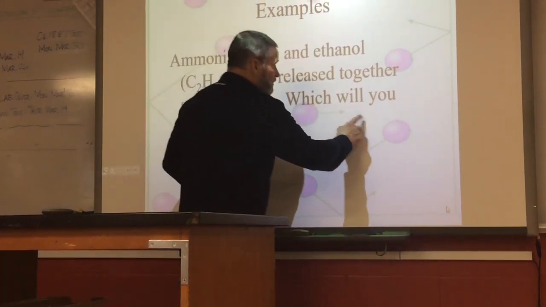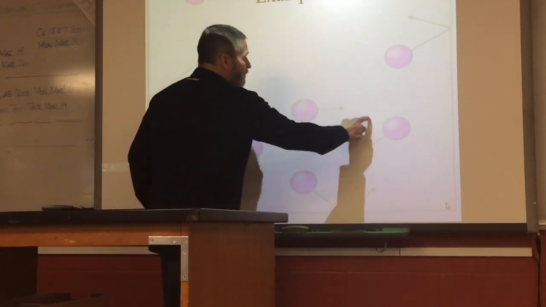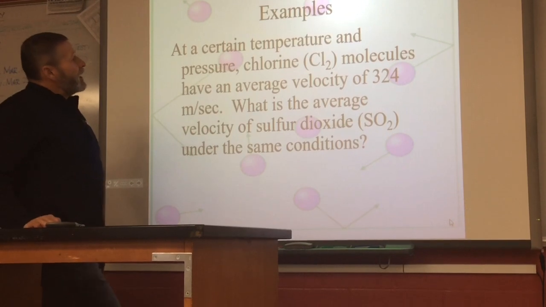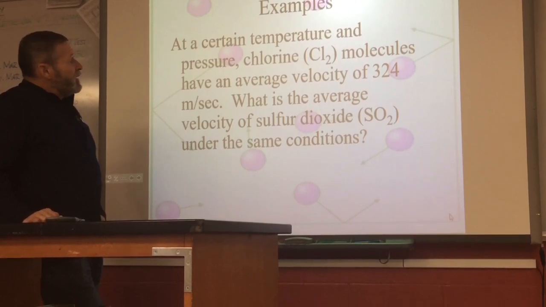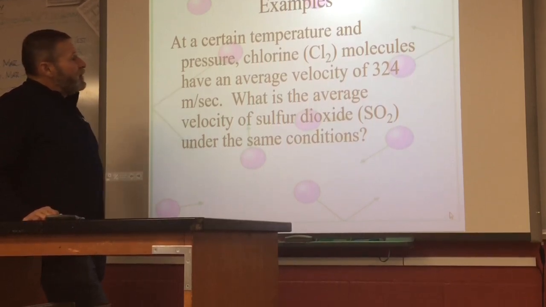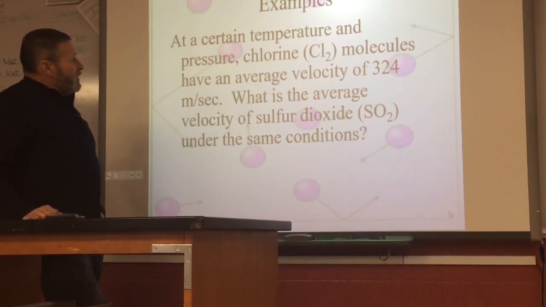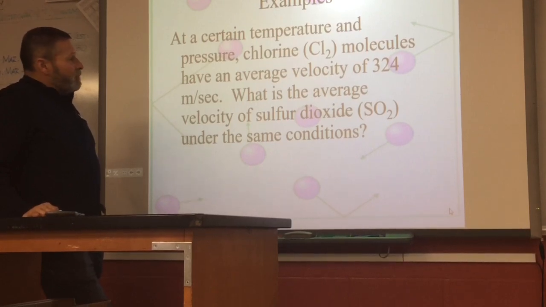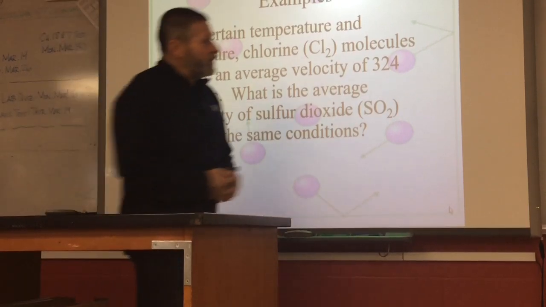We might have one. The Smart Board will. Hey, there it is. Okay, so imagine at a certain temperature and pressure, we have chlorine, Cl2, with an average velocity of 324 meters per second. The question then is, what would be the average velocity of a sulfur dioxide molecule under those same conditions? Let's see if we can figure that out.